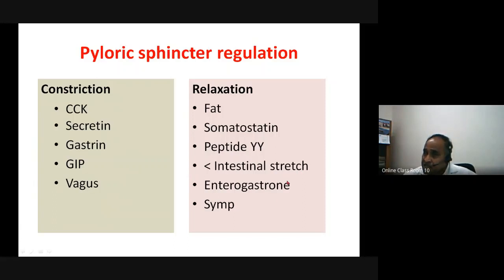Then the stretch on the intestinal segment also inhibits, and decreased stretch inhibits this, so that there is a release. Enterogastrone, nowadays it may be somatostatin or peptide YY, previously known as enterogastrone. We still believe that there are some other hormones or peptides released from the intestine which regulate this, that relax the pyloric sphincter, and the sympathetic stimulation.